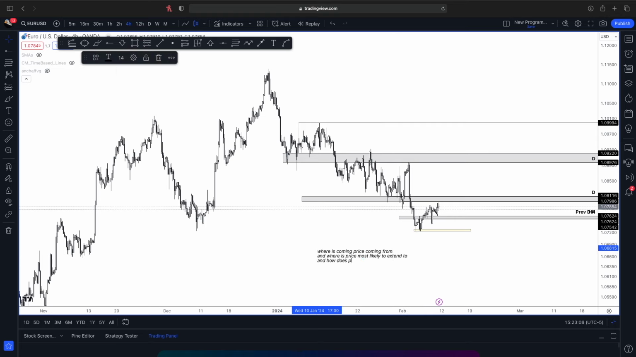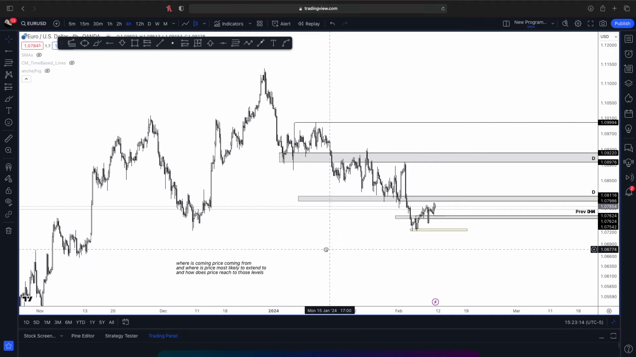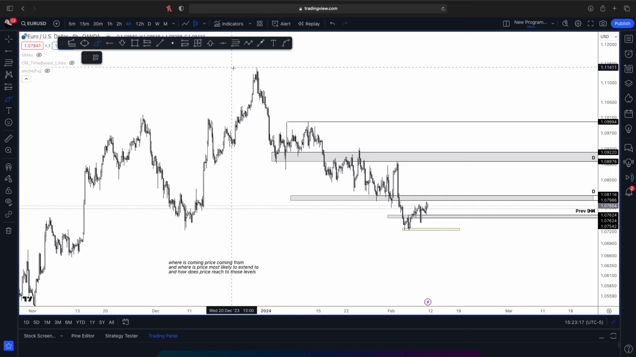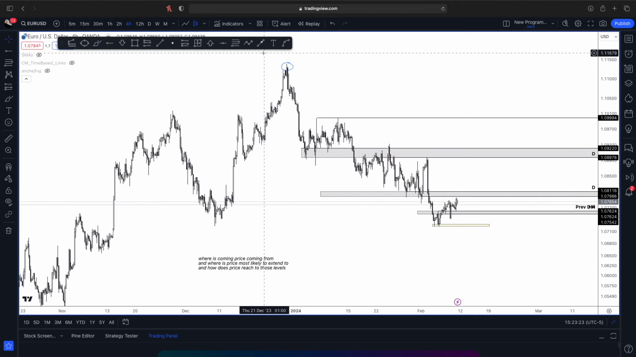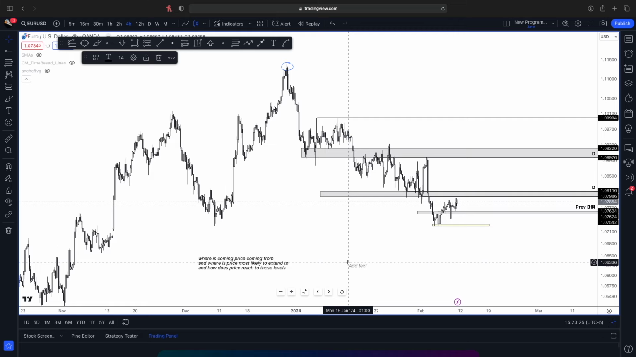And how does price react to those levels, right? Now, you can see right here that price has made a huge drop from all the way down here to here, right? So this is a relative high. And I'm going to tell you guys something. Relative highs and lows most likely always come back and get reached, right?